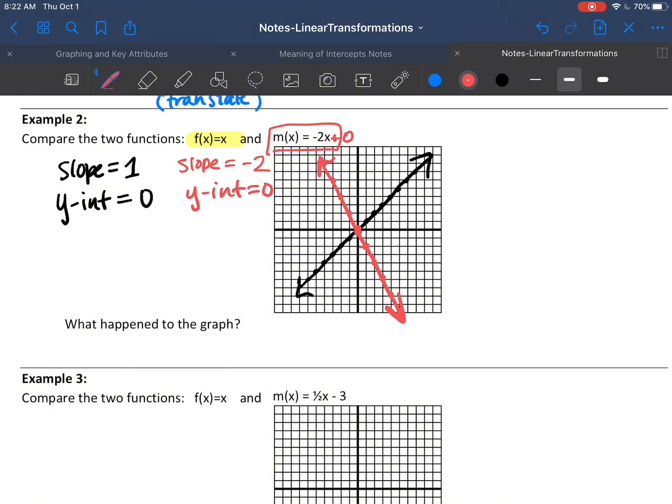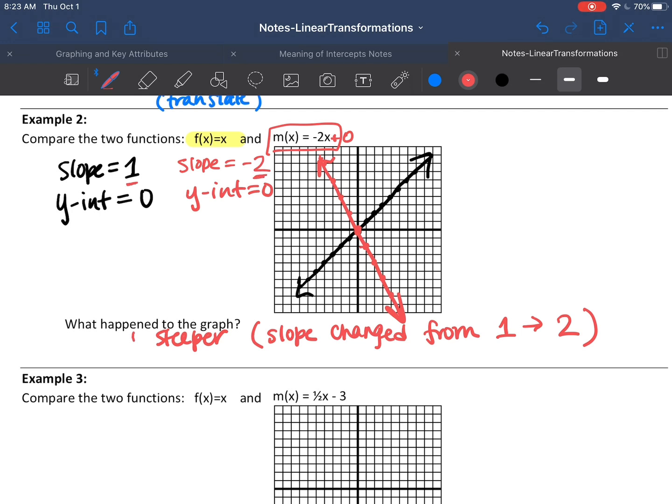If we want to talk about what happened to the graph, there are two things that happened. It is steeper because the slope changed from 1 to a 2. It's actually a negative 2, but when you're talking about steepness, you don't look at positive or negatives. That's important, so I'm going to say it again. When you're looking at steepness, you don't pay attention to whether it's positive or negative. The negative just tells you it's decreasing as opposed to increasing. It doesn't mean how steep it's increasing or decreasing. So just look at the value. The slope value changed from a 1 to a 2.